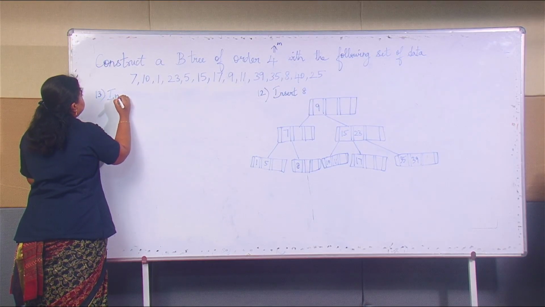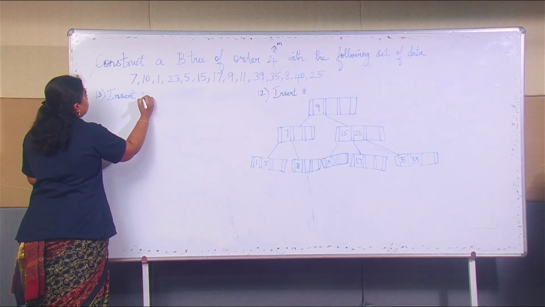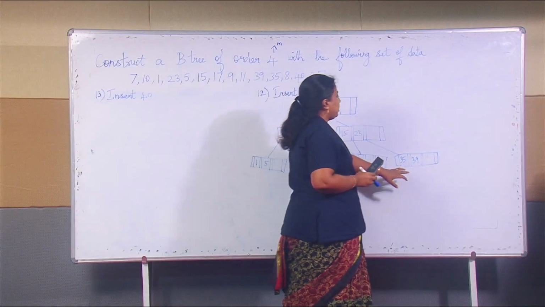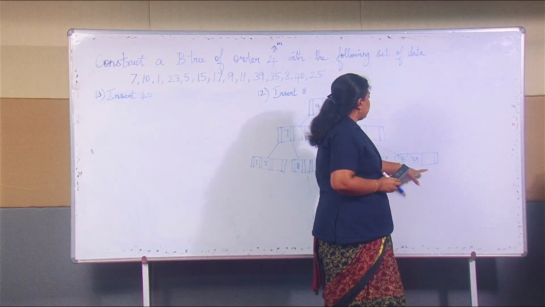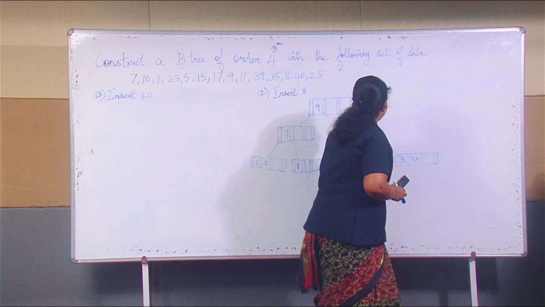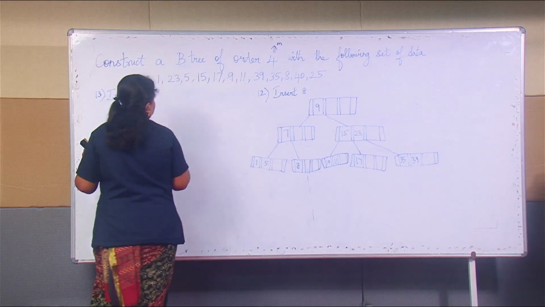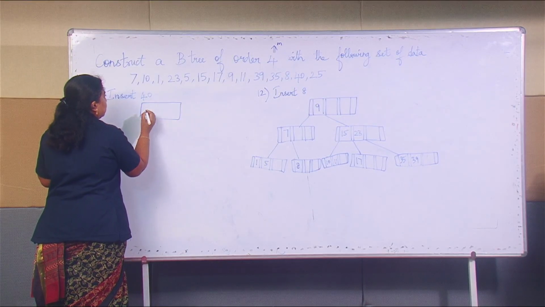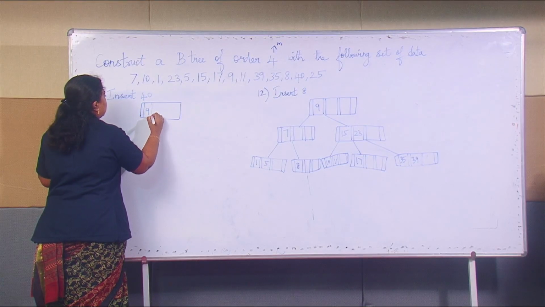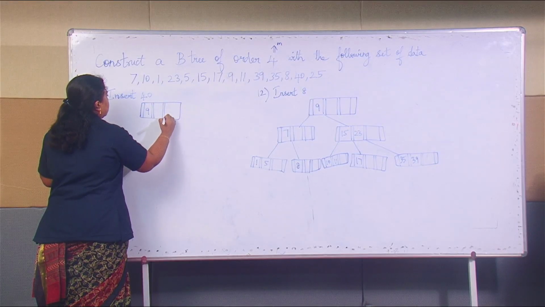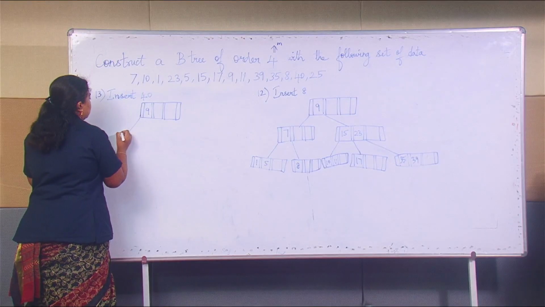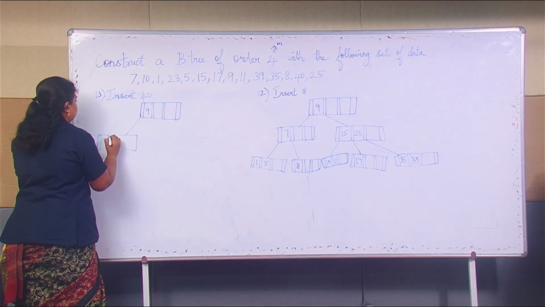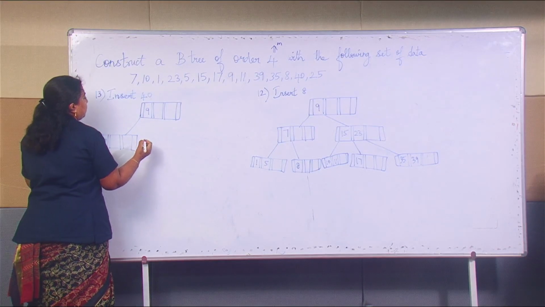Insert 40. So 40 can be just placed on the right hand side of 23, and we have a place here. After 39, 40 can just be placed here, and there is no change for inserting 40. So the other values will remain the same.